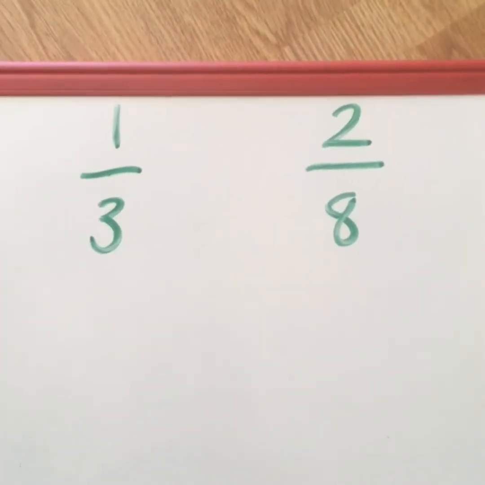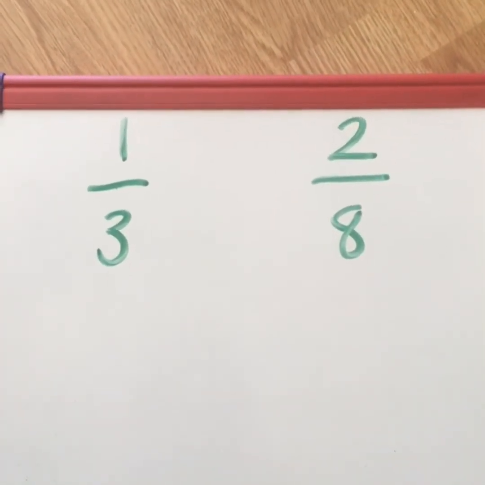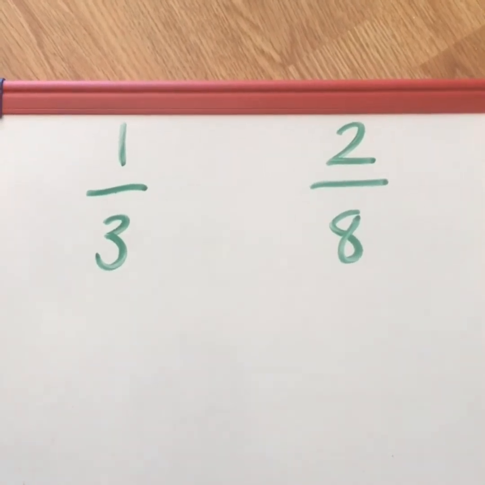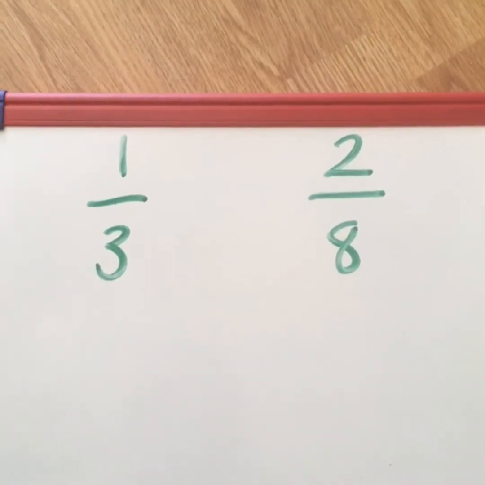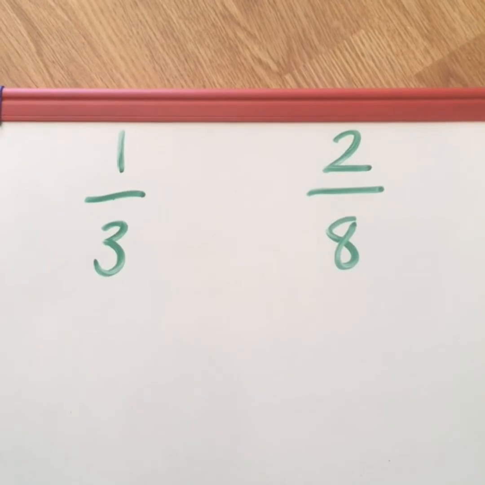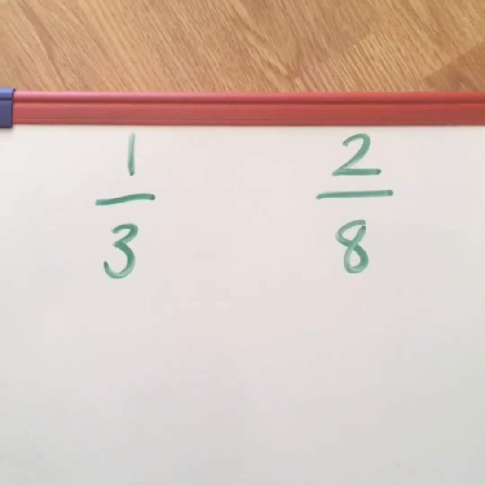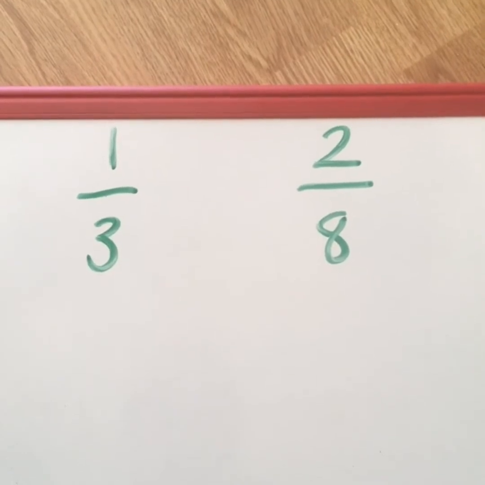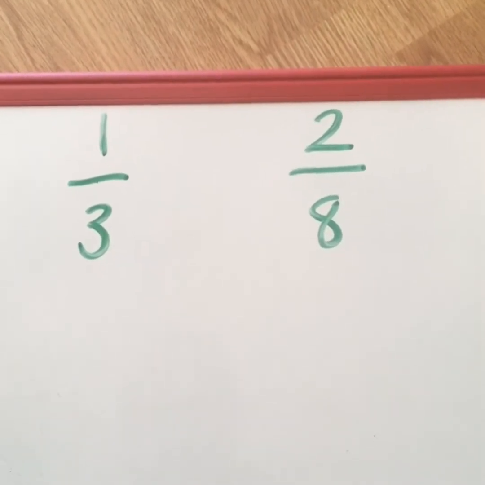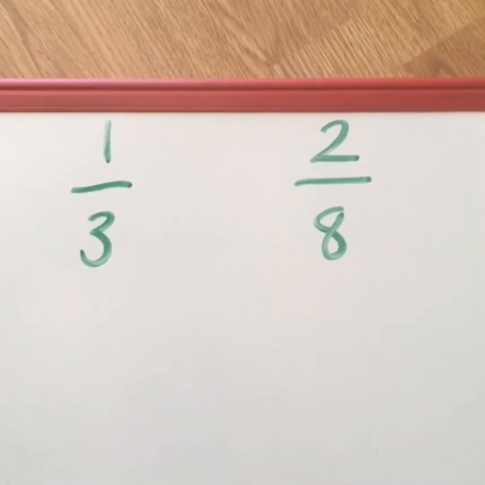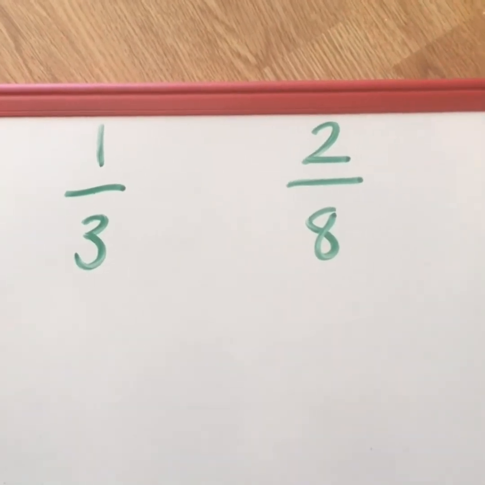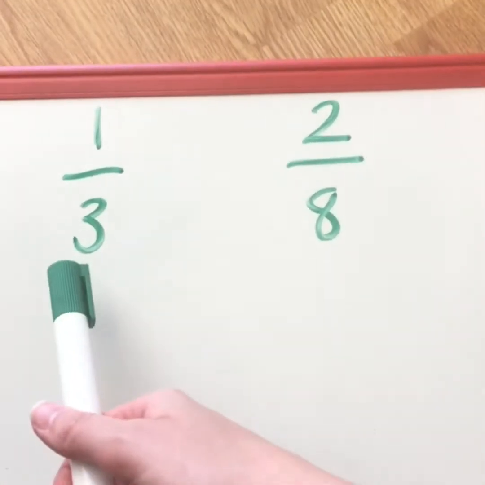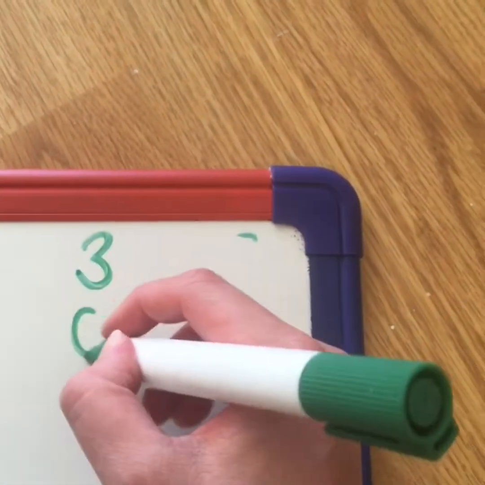This time my options are 1/3 of the pizza or 2/8 of the pizza. Again, I cannot compare these fractions because the denominator is different. So, to work out which one of these fractions is bigger than the other one, to compare them, I need to make the denominator the same. And I'm going to do this by finding a common multiple, a number in the 3 times table and in the 8 times table.